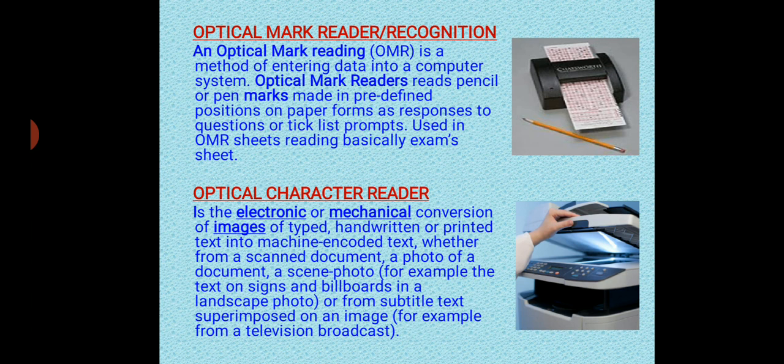Next one is the optical character reader. This device performs very similarly to the optical mark reader, but here it reads characters. If there are characters on the page, it will read those characters and send them back to the computer system in digital form, and in that way it will read the information. Normally it is used for text written on images, movies, or diagrams where text has been placed, right?